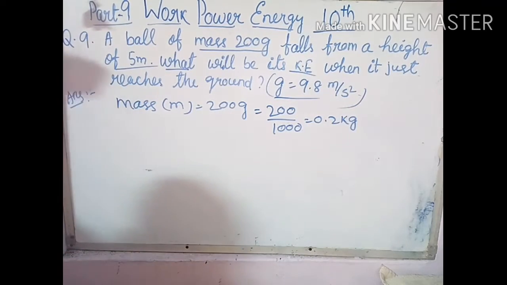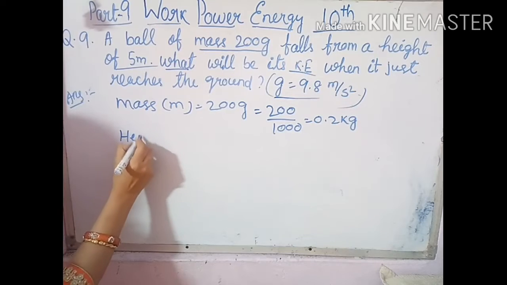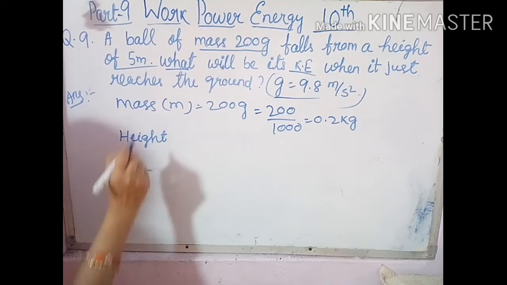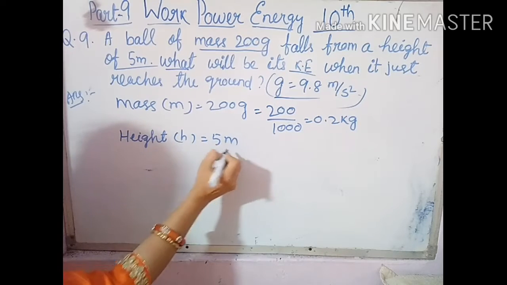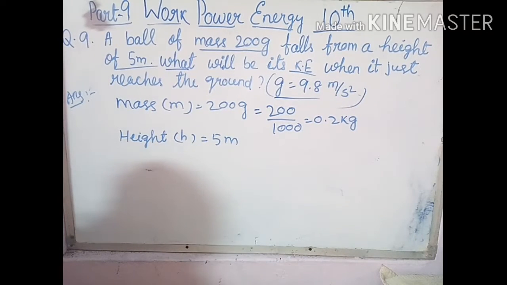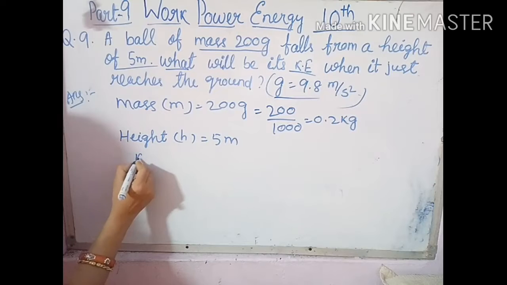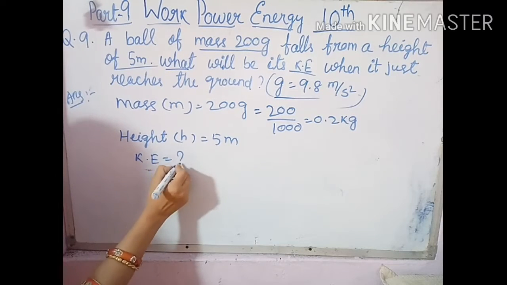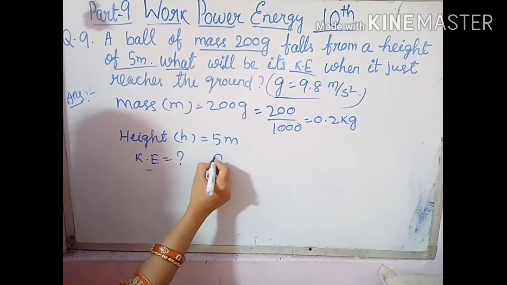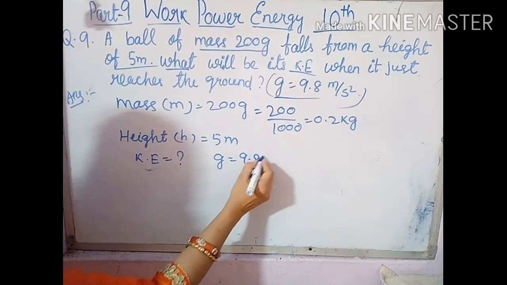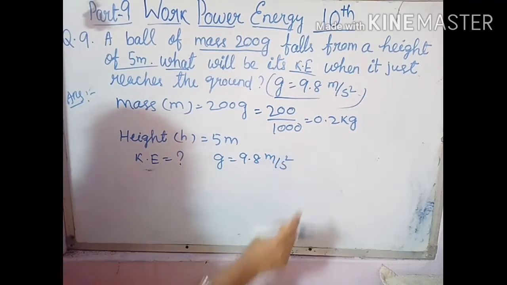After that, height has been given. Height must be in meter. So now you see whether it is given in meter or not? Yes, it is given. So no need to change anything. 5 meter. Now what will be its kinetic energy? Means kinetic energy is your question mark. Now what is needed, children? G is needed. Then it has given g equal to 9.8 meter per second square.